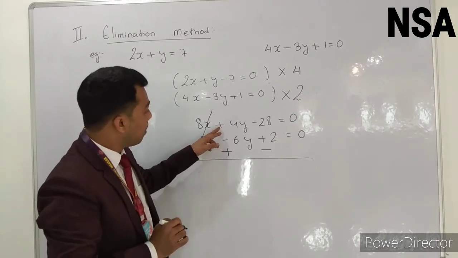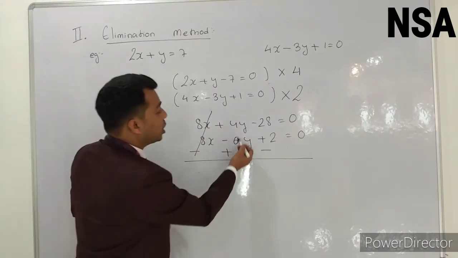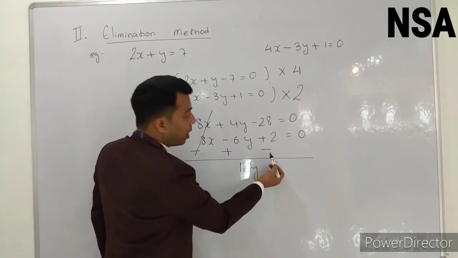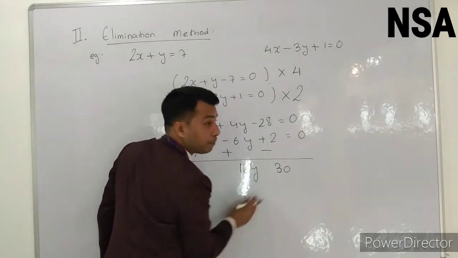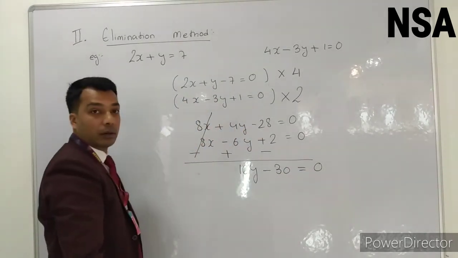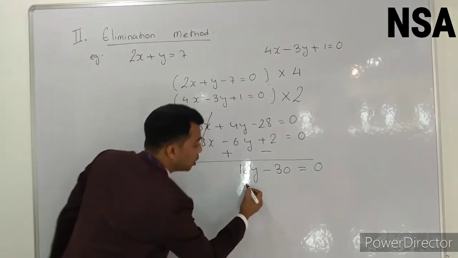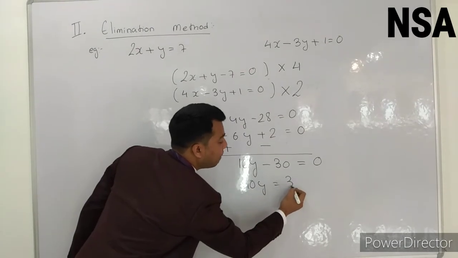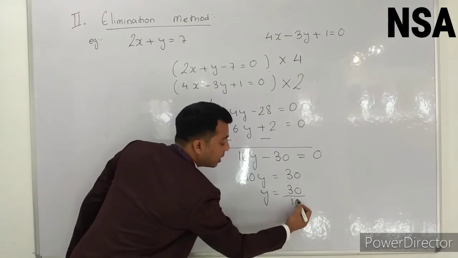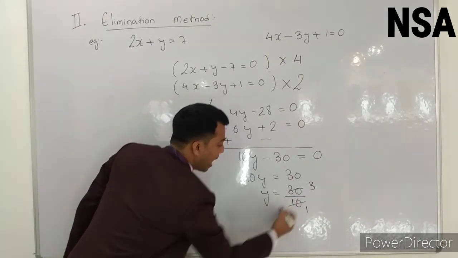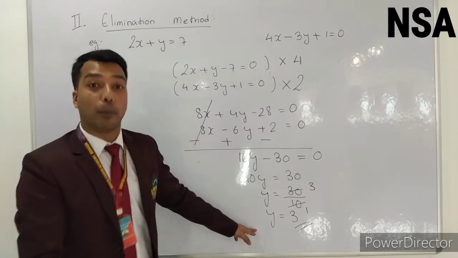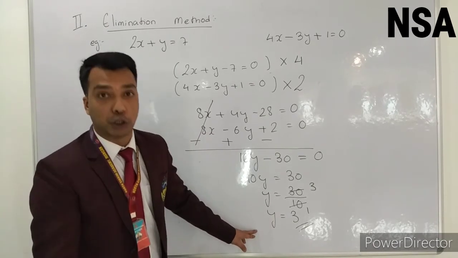Now we go to the y. Plus plus means addition, so 6 plus 4 will give you 10y. Here you have minus minus, which is plus. So this gives you 30, followed by the sign of the bigger number, equals 0. You take this 30 to the other side, and it goes as 10y equals plus 30. In the next step, y equals 30 divided by 10. Cancel this out, and you have the answer y equals 3. This was the same answer which we obtained in the first method, that is substitution.